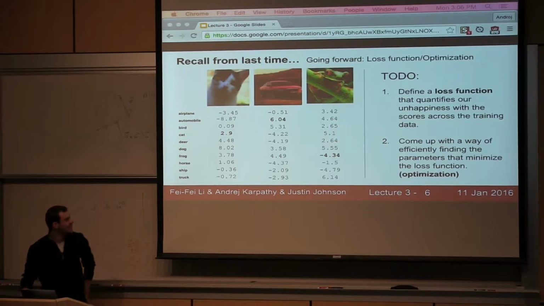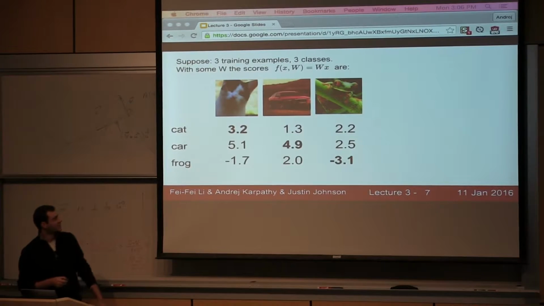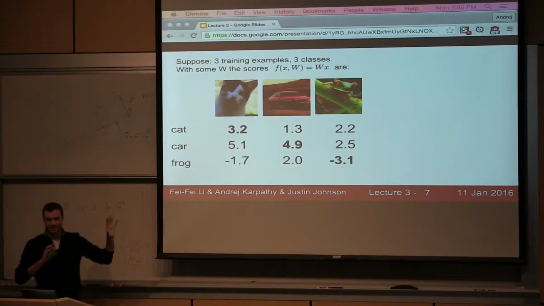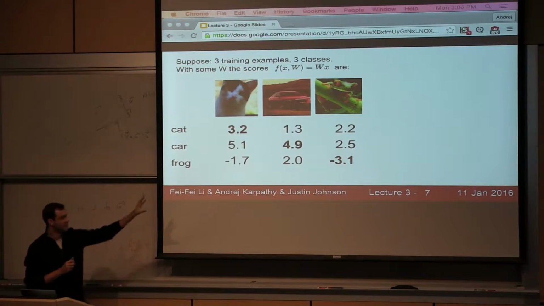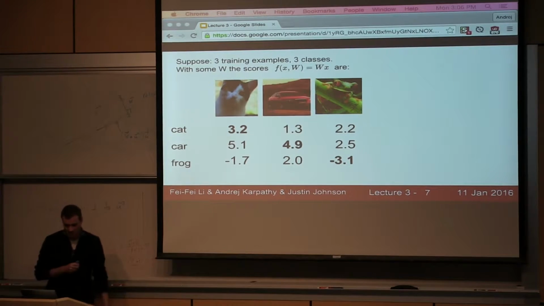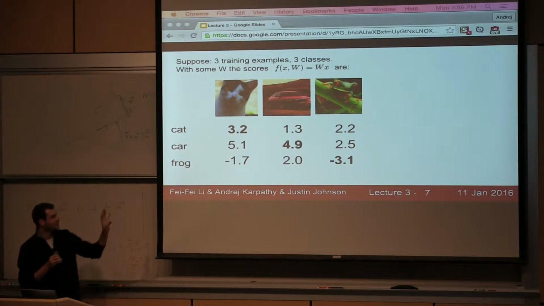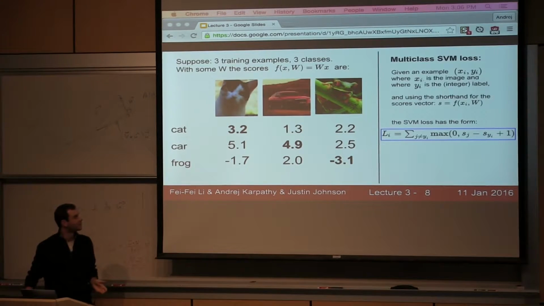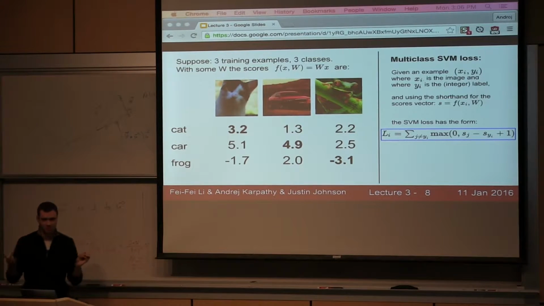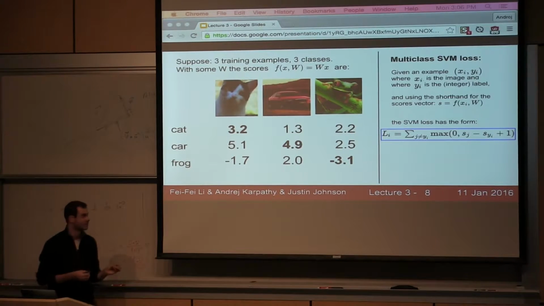Okay. So I'm going to downsize this example so that we have a nice working example to work with. Suppose we only had three classes instead of tens of thousands, and we have these three images, and these are our scores for some set of W's. And we're going to now try to write down exactly our unhappiness with this result. So the first loss we're going to look into is termed a multi-class SVM loss. This is a generalization of a binary support vector machine that you may have seen already in different classes. I think 229 covers it as well.